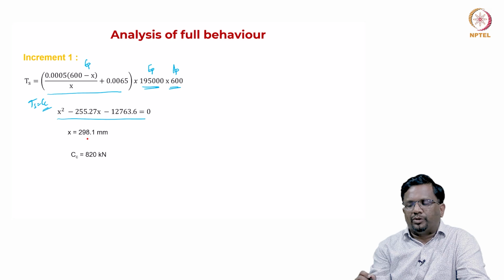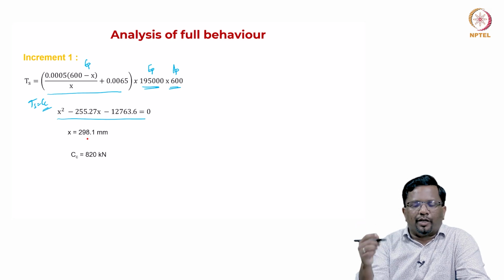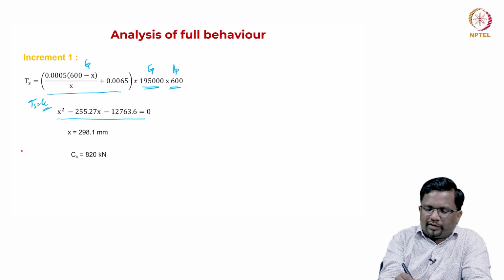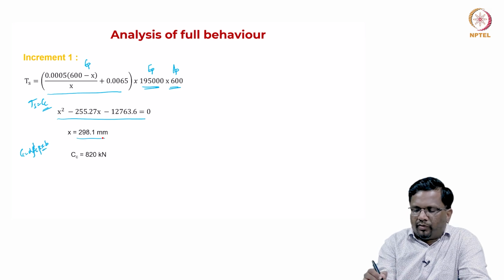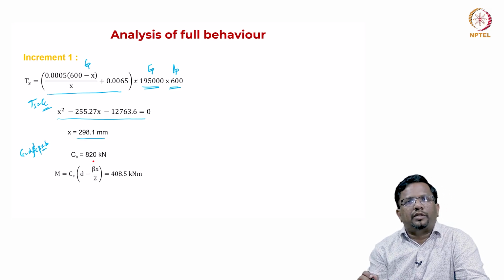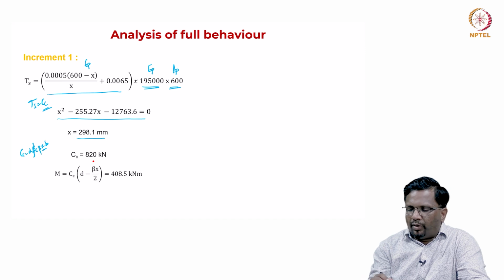So, once x is known, now I can go back and calculate Cc. Again Cc is alpha f prime c beta x into b. So, only x was not known. Now that I found x, Cc can be calculated. Similarly, now how do we get your moment?